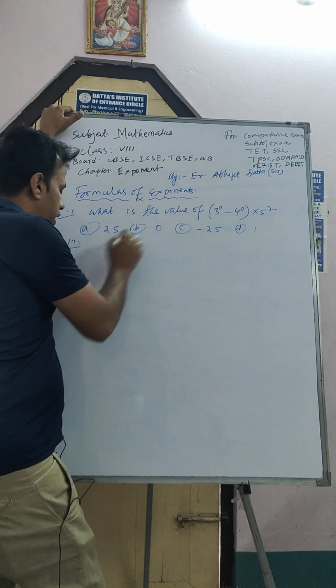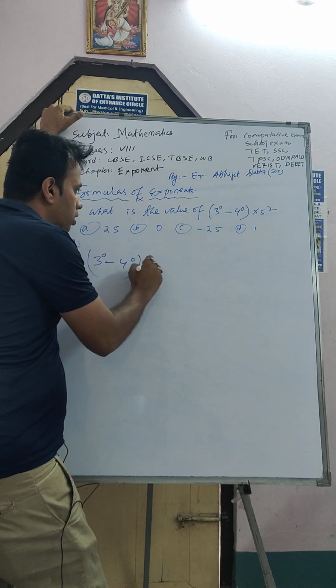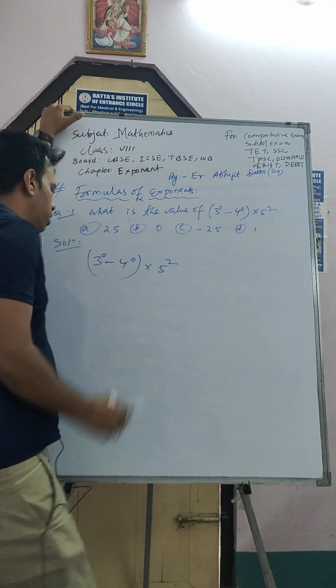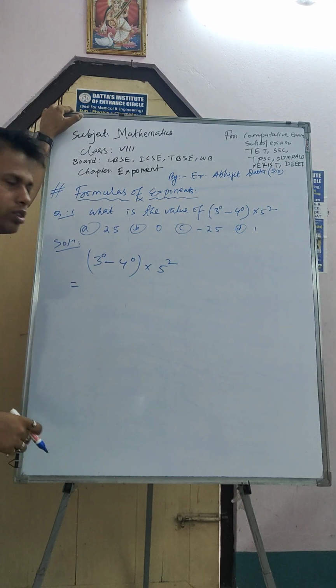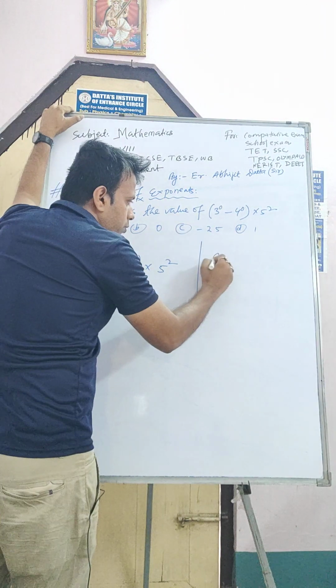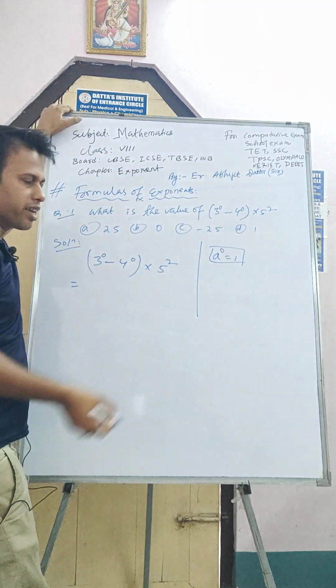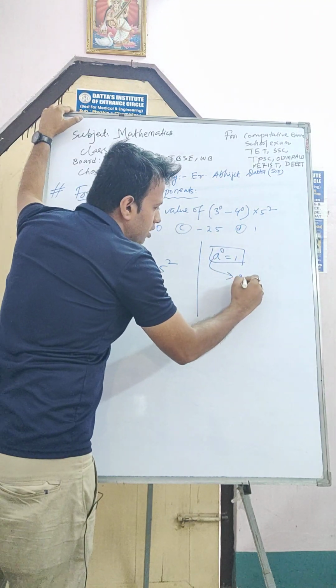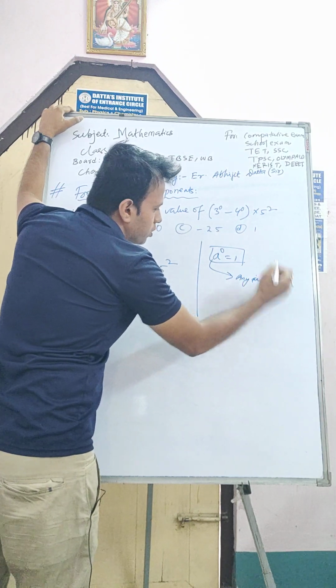Now I write the expression: 3 to the power 0 minus 4 to the power 0, that is 5 to the power 2. Now anything to the power 0 is what, sir? A to the power 0 is what, sir? There is a formula in exponent. A to the power 0 is 1. A means any integer.